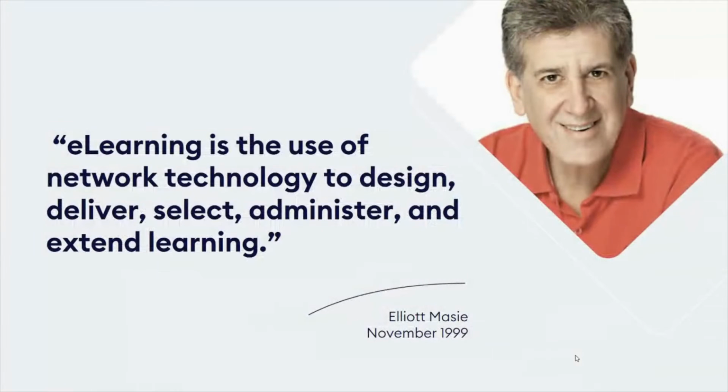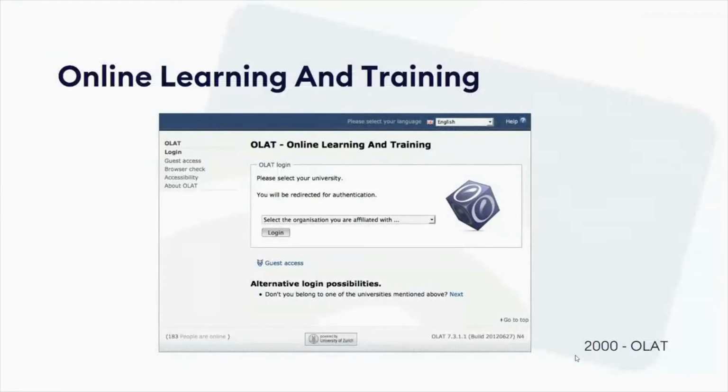The very term e-learning was coined by US learning guru Elliott Masie in November 1999 when he delivered his speech at the TechLearn conference. E-learning is the use of network technology to design, deliver, select, administer, and extend learning. But in the year 2000, e-learning was revolutionized as a technology with the release of Moodle, the first open source learning management system. That year also saw the release of the first version of SCORM, a standard that enables users to package content and distribute it within an LMS.